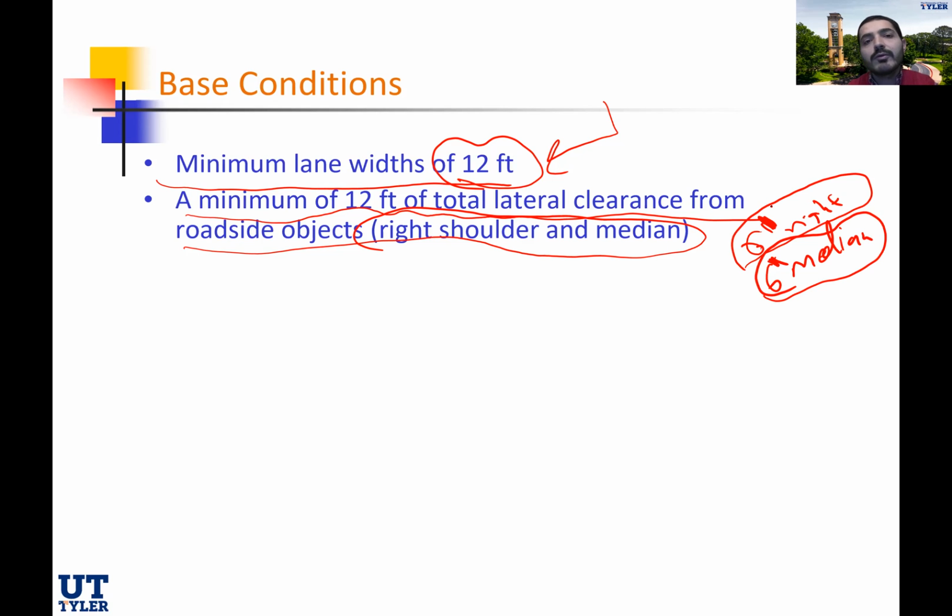I don't care about what's going on the other side, because the median has to be there for a freeway, and it's significantly wide, so you don't really care about the experience of drivers in the other direction. But for a multi-lane highway it's a little bit different, because sometimes the median between the two directions is a little bit smaller, or sometimes they are even undivided. So for a base condition, you have to have a minimum of 6 feet from each direction.